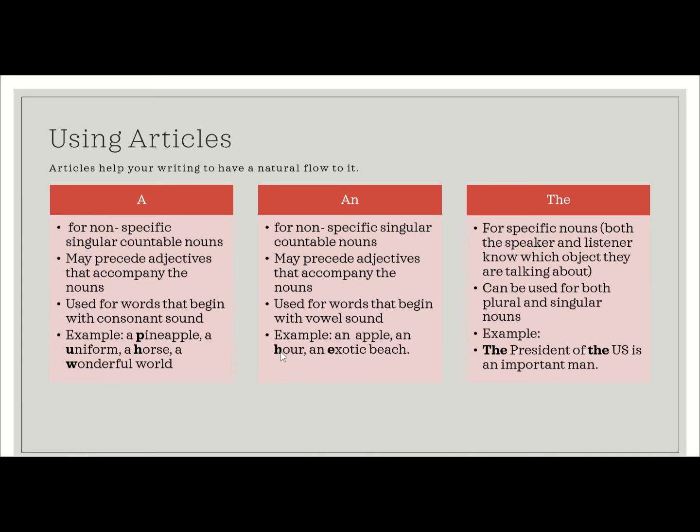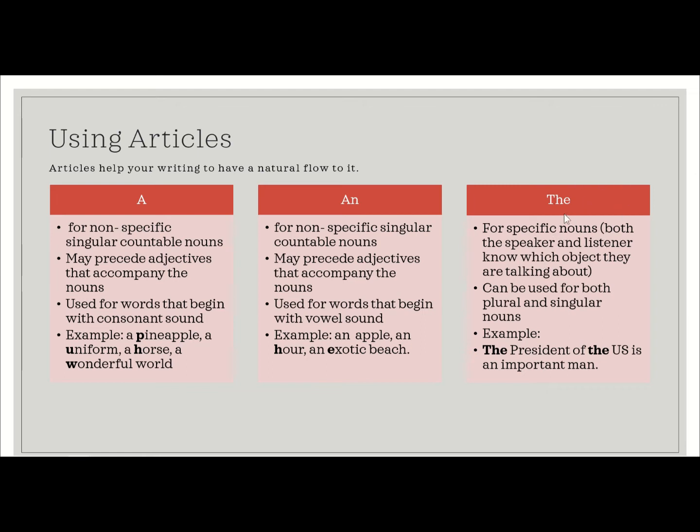And the second example, hour. The word hour starts with a consonant letter H. However, H is not pronounced, right? And it makes the noun start with a vowel sound, hour. Therefore, even though the word starts with a consonant letter H, since it is pronounced hour, using an is more appropriate. Another example is an exotic beach. Alright, and the last type of the article is the.